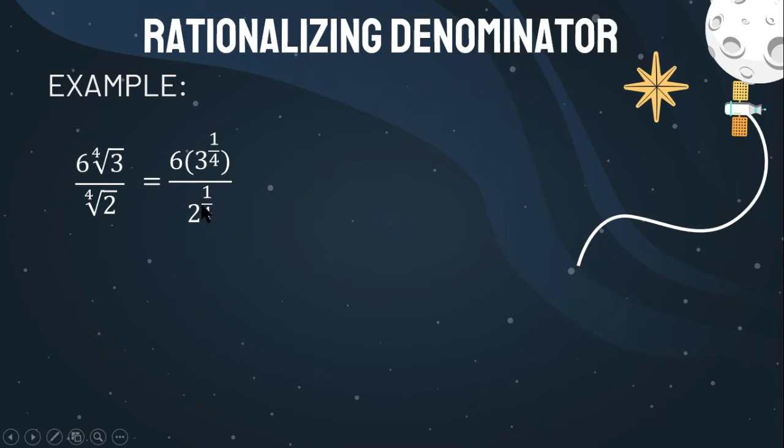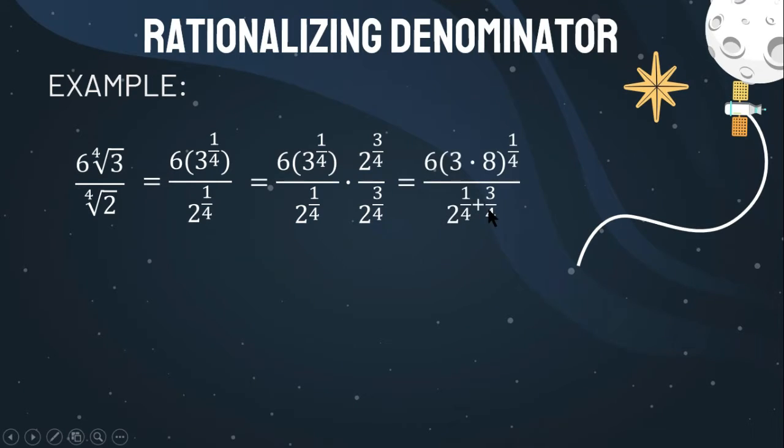Okay, so the answer, we make the exponent of 2 equal to 1. I'm just going to multiply the numerator and the denominator by 2 raised to 3 fourth, because 1 fourth times 3 fourth is equal to 4 over 4, which is 1. Okay, so multiply it on both sides. So 6 raised to 3, and then why 8? Because I already simplified 2 raised to 3.